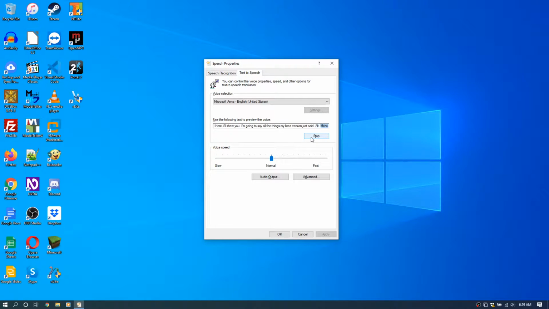Alt. Menu bar. Windows Vista. Borrow Copter. Ha ha ha ha ha ha. There's your proof. Okay, next voice.